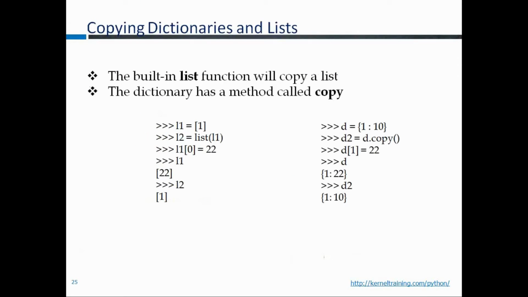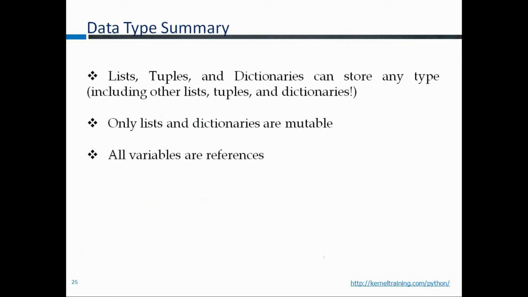So this is all we have covered. Your list, tuples and dictionary can store any type, so it does not have any type issue. It can save integer values, string values, and also expressions. And out of these three, lists and dictionaries are mutable objects, and tuples are immutable. And all your variables are references only. This is a very important factor when you are trying to write complex programs.